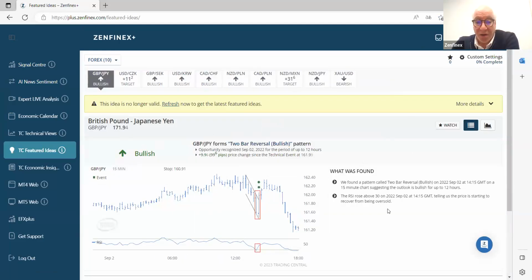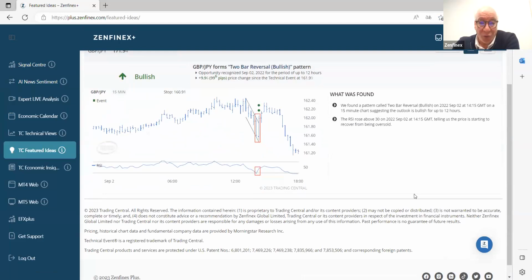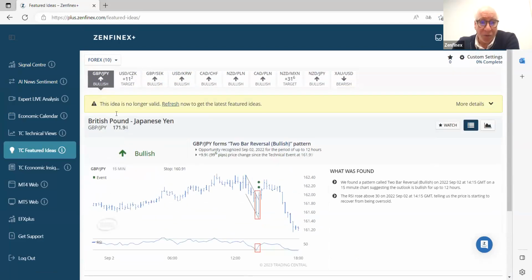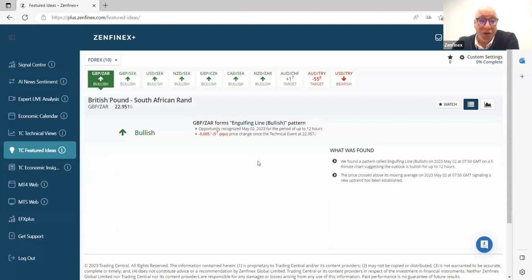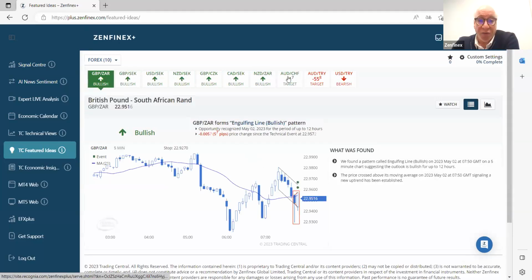And this is a similar kind of page where it will give you some pattern recognition stuff here. So on this particular one, although it does say this trade idea is no longer valid, if I refresh that, it will then look for ones that we might be interested in trading. And there's some exotic ones here, for example, the USD Turkish lira, Aussie against Turkish lira. I don't trade this, so I'm not going to look at those.